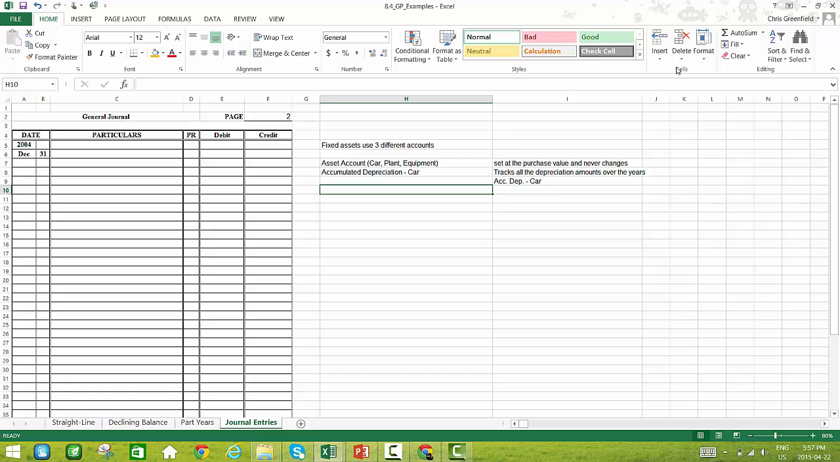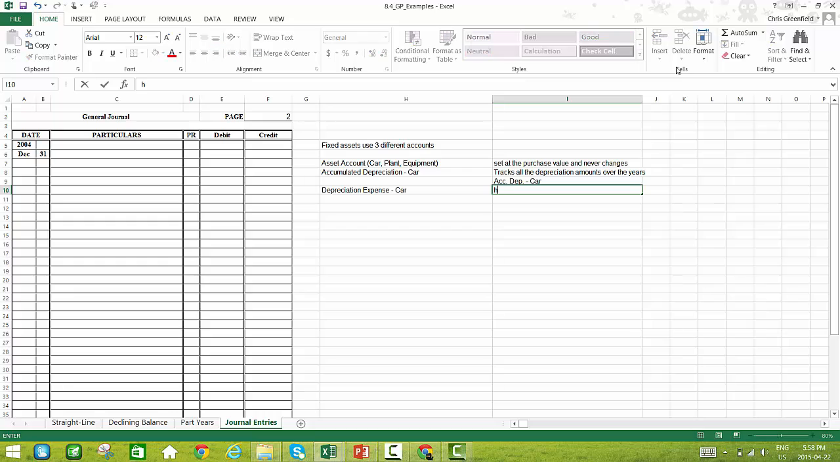The third account is the expense account, and so for this one we call that depreciation expense dash car. And this is used to hold, very temporarily, the depreciation amount for the current year. It is an expense account, and this is where we put the money in order to put it against the income statement for the year. And so we're going to need that. We'll see how that gets used. And then it's a temporary account. It's one of those temporary accounts that gets closed out during the adjustment process.